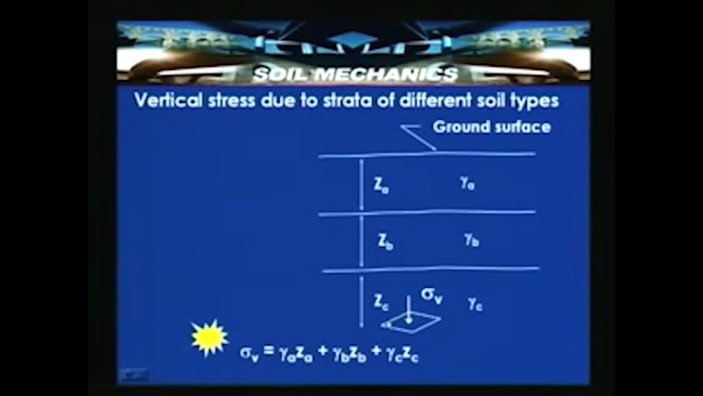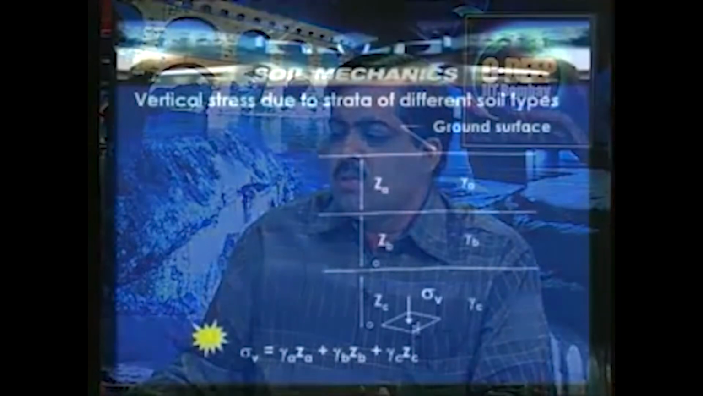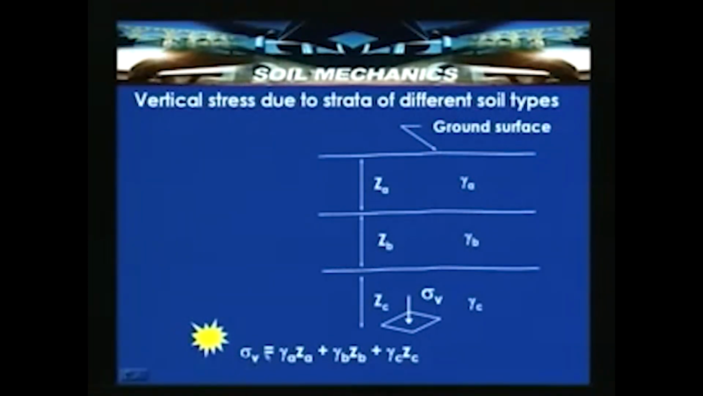So, the vertical stress sigma V acting at a depth Z, which is nothing but ZA plus ZB plus ZC, is equal to gamma A ZA plus gamma B ZB plus gamma C ZC. That is what has been indicated here: sigma V is equal to gamma A ZA plus gamma B ZB plus gamma C ZC. So, the vertical stress due to strata of different soil types can be computed by sigma V is equal to the summation of gamma Z, the unit weights multiplied by the depths, the layer thicknesses.